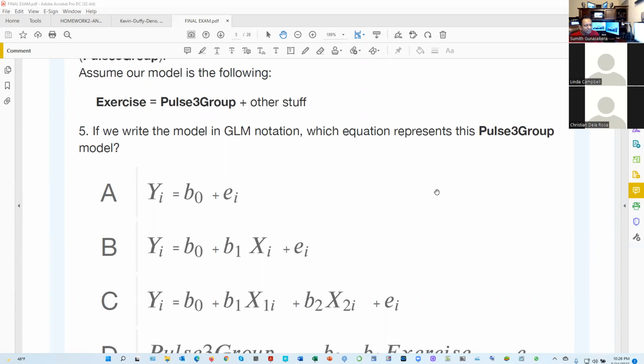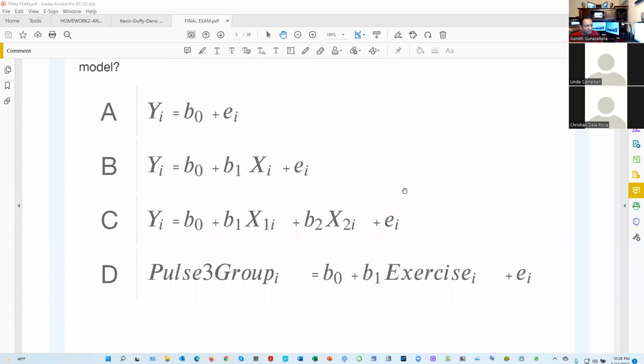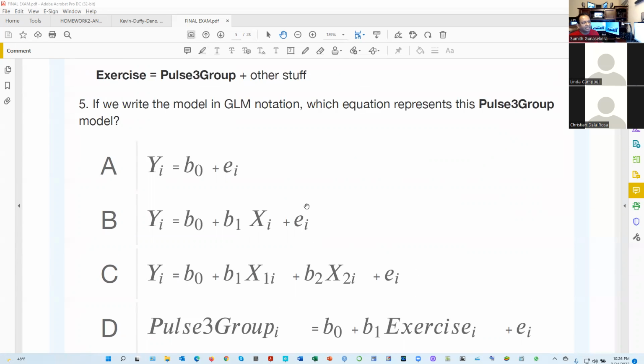How many variables do you really need if you have 3 options? With 2 options, you need 1 variable. With 3 options, you need 1 less than that, so you need actually 2 variables. I showed you all the time. So what do you think? It should be this one, okay?